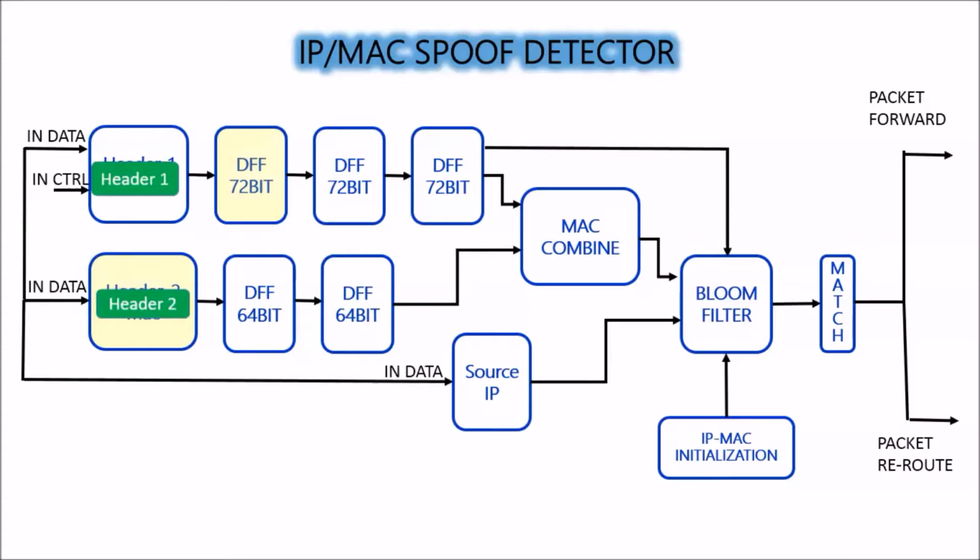Header 1 comes, header 2 comes, because we have introduced delay to match the timing of source IP and header. Now it is compared in the Bloom filter. It generates a match signal. Since it is matched, the packet is forwarded and the reroute signal is 0.